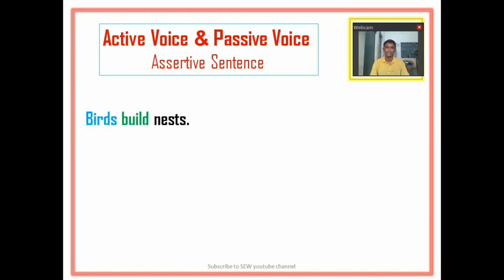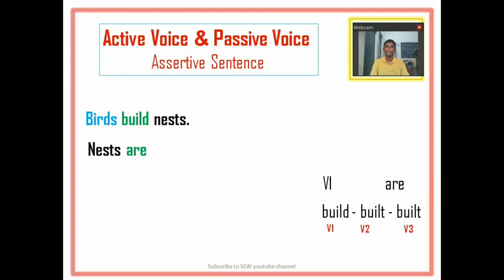Next example, birds build nests. So birds is the subject, build is the verb, nests is the object. So the object becomes the subject: nests. It is in V1 form because build, built, built. So for V1, any one of am, is, are should be used. Nests is a plural word, so are should be used undoubtedly. So nests are.